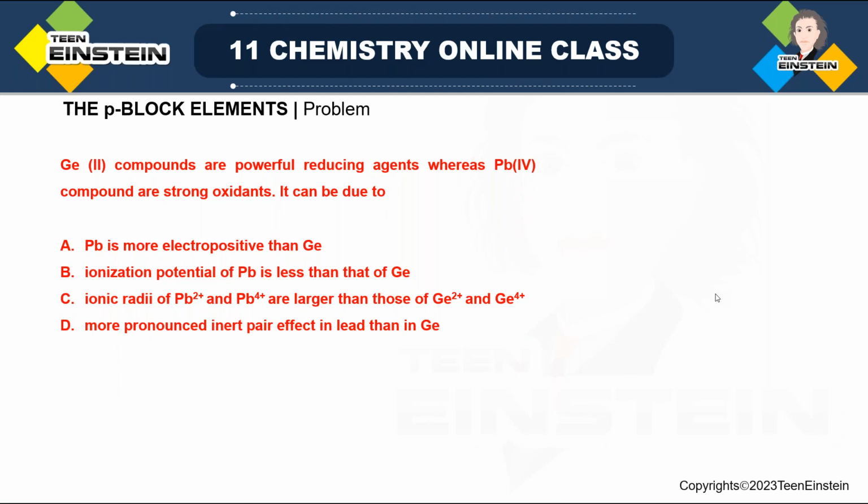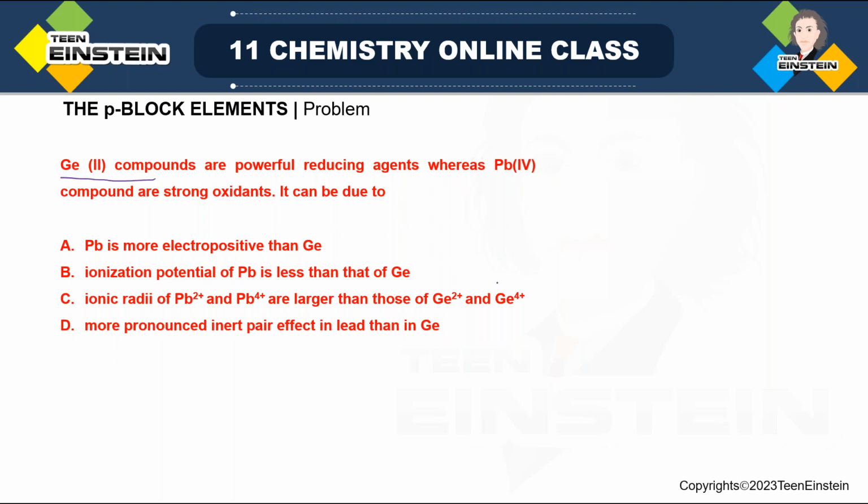Hello everyone, we'll start with the problem. This problem is based on the oxidation state, which we finished in the last class. The last slide in the last class was oxidation state. Based on this, we will solve this problem, and after that there will be a discussion related to the tendency of pi bond formation in case of group 14 elements, the anomalous property of the first element of group 14, which is carbon, and chemical properties. Here the problem is related to germanium and lead.